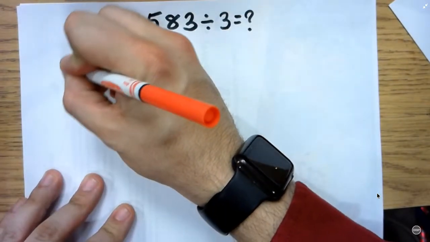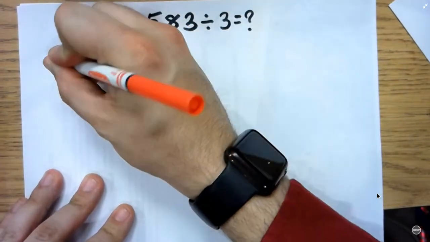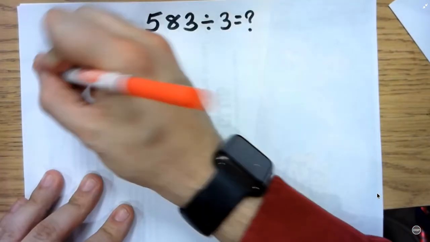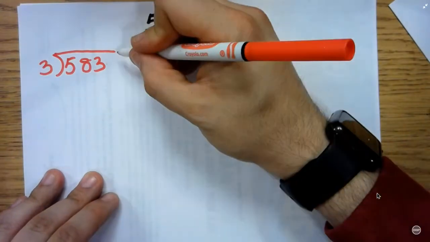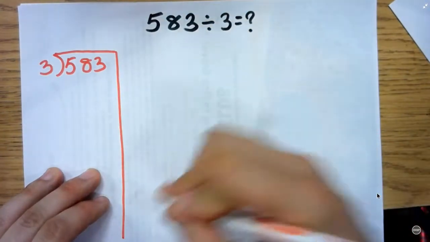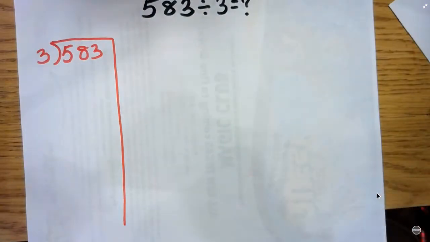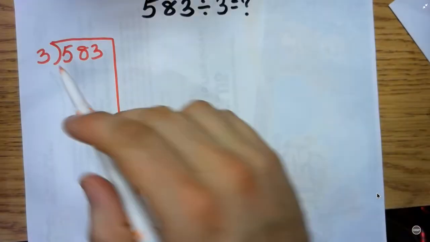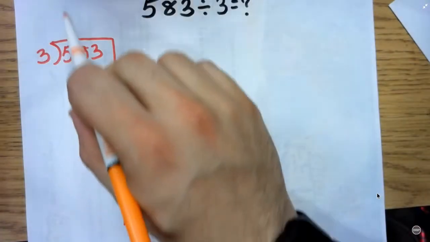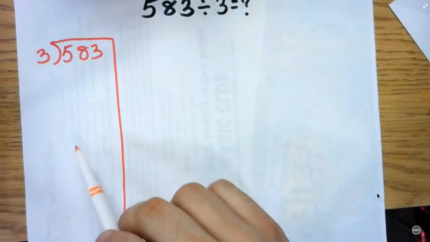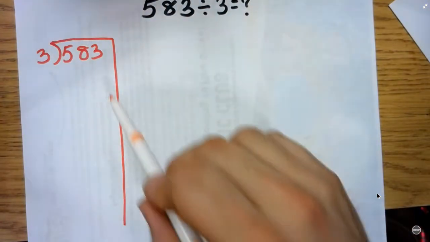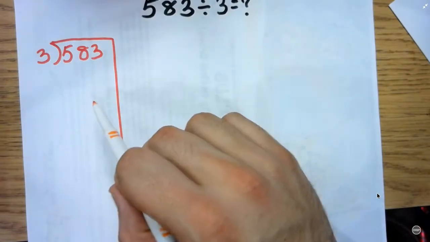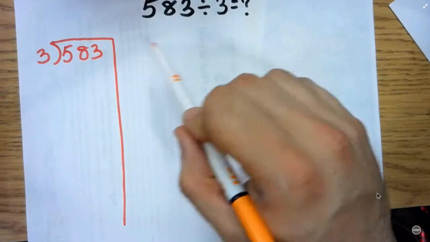We have 583, and that's divided by 3. So far this looks like we're doing long division. Where this ends up looking a little bit different is we draw a line down the page, and I'll show you why. In long division, there's a set series of steps that you go through. 3 goes into 5, how many times, and we go all the way through. And there's a right way to do it.